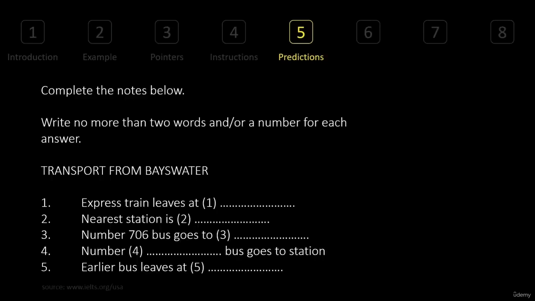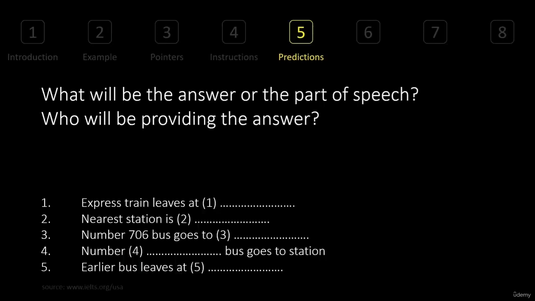What kind of information can be predicted? The information that can be predicted is what the answer will be, or the part of speech, and who will be providing the answer. Why did I write who? See, this is always a conversation. I think we have seen earlier that this is section 1. In section 1 it is a conversation between two people. So who will be providing you the answer? You can get an idea from predicting.